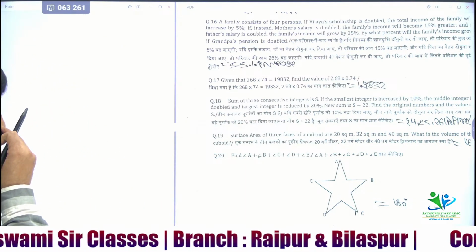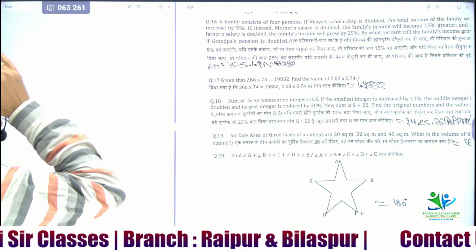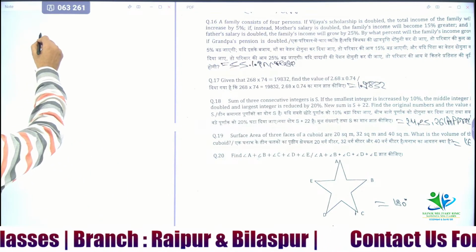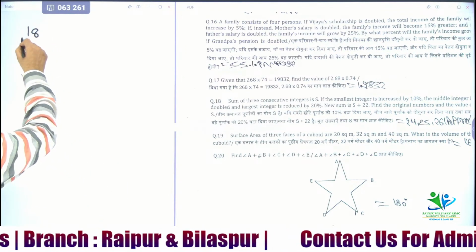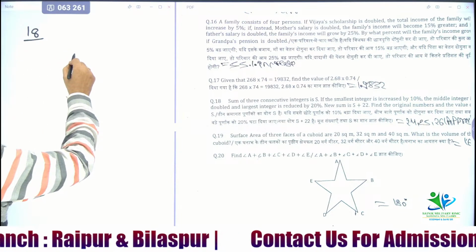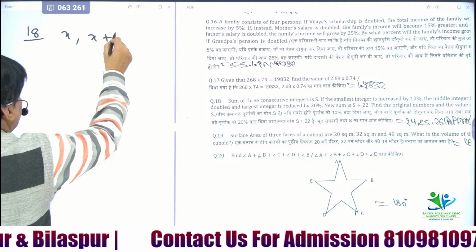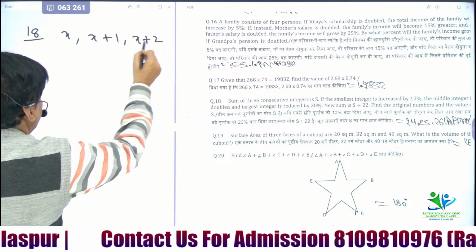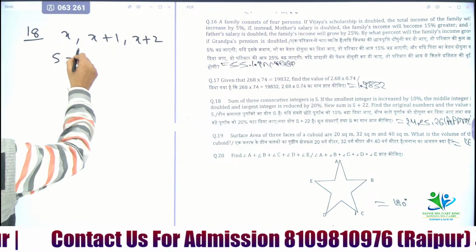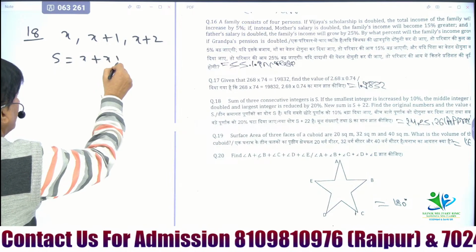Now question number 18. Sum of 3 consecutive integers is S. Here it is given the sum of 3 consecutive integers. You know that consecutive integers have difference 1. So let the integers be x, x plus 1, x plus 2. It is given S is equal to the sum, x plus x plus 1 plus x plus 2.